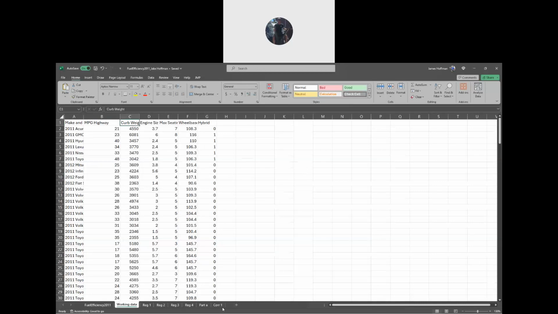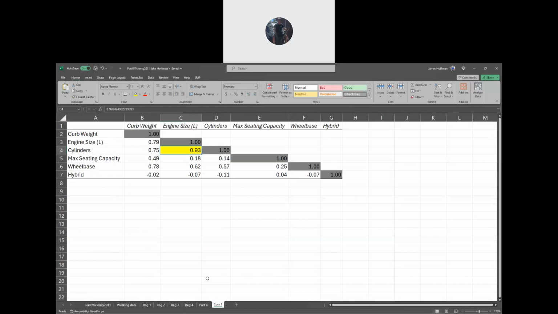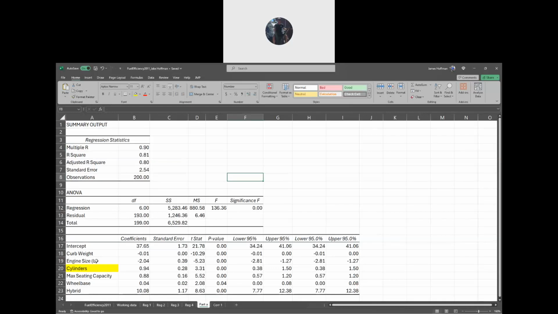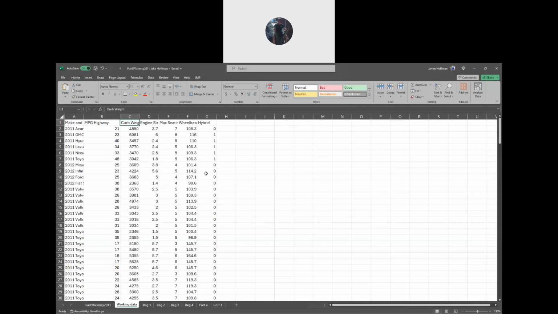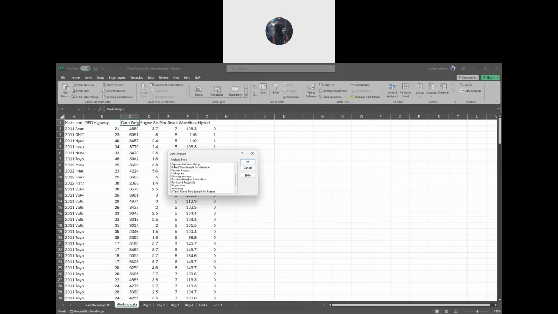Oh, I did take it out already. Okay, so now I'm going to run a regression with curb weight, engine size, seating capacity, wheelbase, and height. Okay, all right. Data, data analysis, regression.